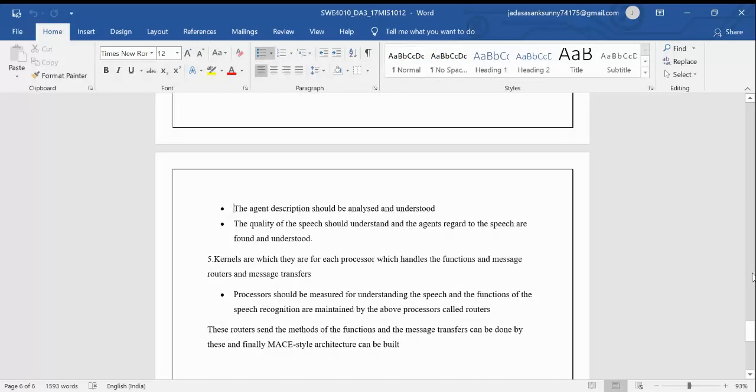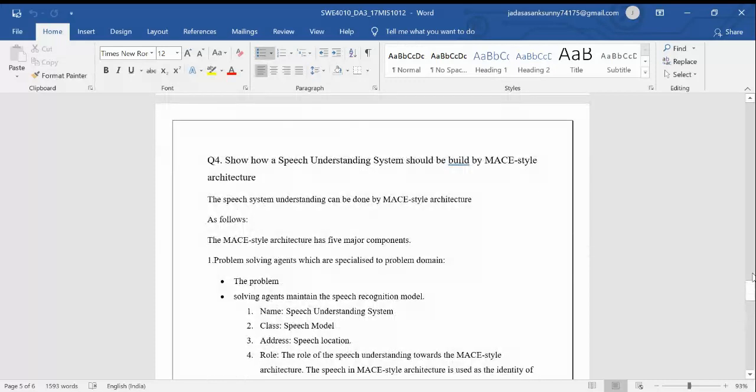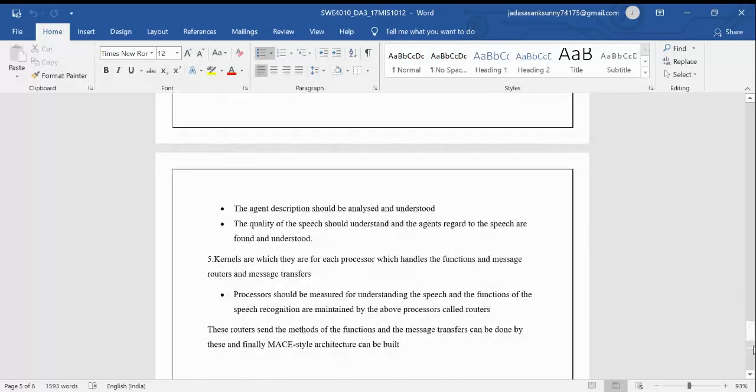And finally, I end the speech: this is the major point. A speech understanding system can be built by MACE style architecture.